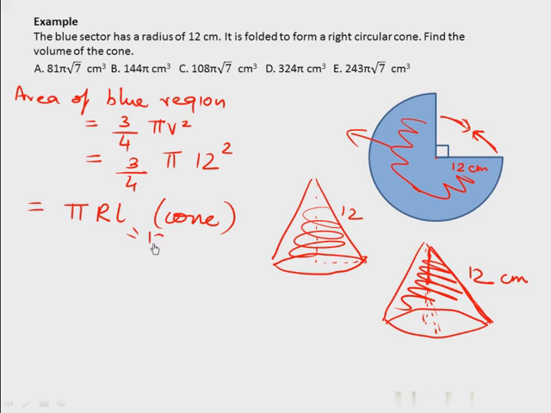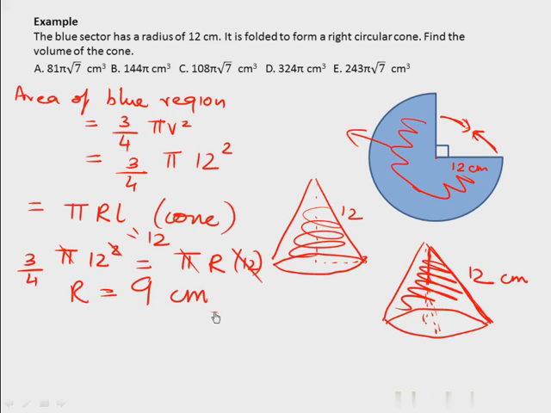We know L is 12. So let's equate. So 3/4 pi 12 squared is pi into r into 12, which is the slant height of the cone. You can cancel a 12, can cancel the pi, and we get r is equal to 9 centimeters. So the radius of this cone is turning out to be 9 centimeters. Okay, now it's easy. The slant height is 12, the radius is 9.